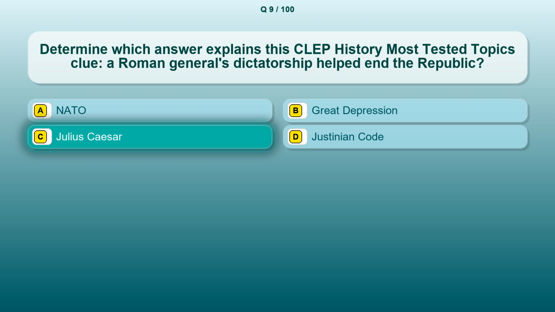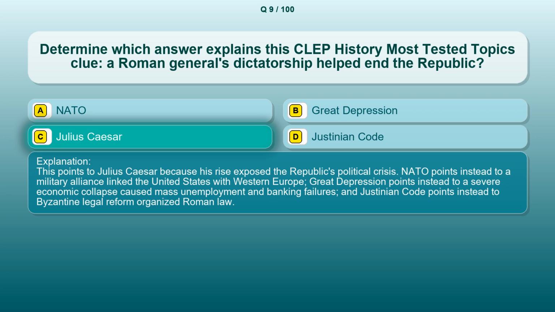The correct answer is option C, Julius Caesar. This points to Julius Caesar because his rise exposed the Republic's political crisis. NATO points instead to a military alliance linked the United States with Western Europe. Great Depression points instead to a severe economic collapse caused mass unemployment and banking failures. And Justinian Code points instead to Byzantine legal reform organized Roman law.